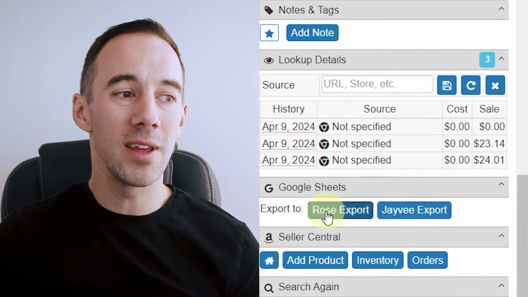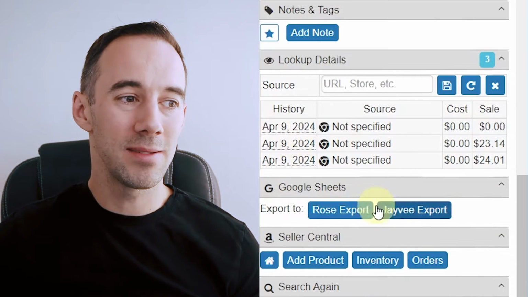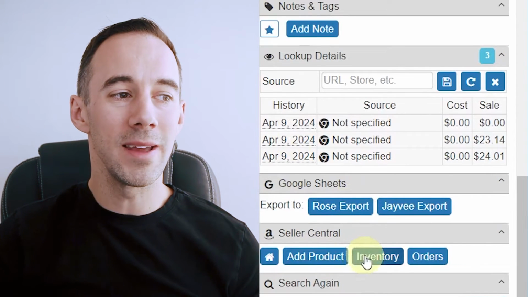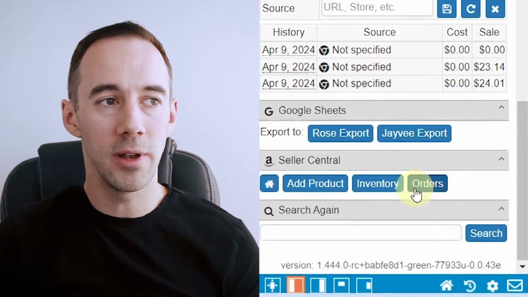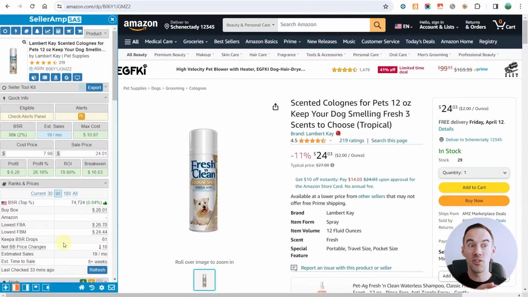You can also see exporting it to Sheets. So I've got my team there. They're exporting to Sheets as well. And then you can load up links to Amazon Seller Central, inventory, orders, or search again. I absolutely love that. Lots and lots of information being shared on there.